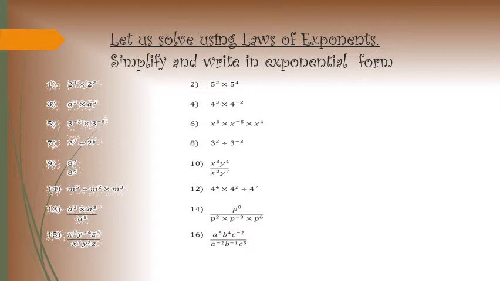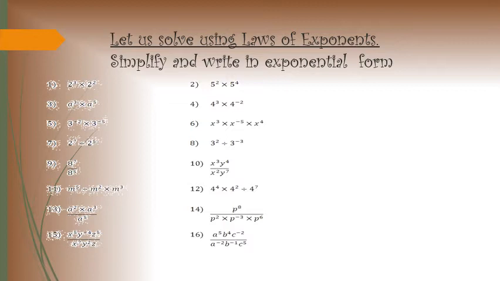Sixth one, x raised to 3 into x raised to minus 5 into x raised to 4. Here all the base is x and we add all the exponents. So that is equal to 3 plus minus 5 plus 4, which is equal to x raised to 2.